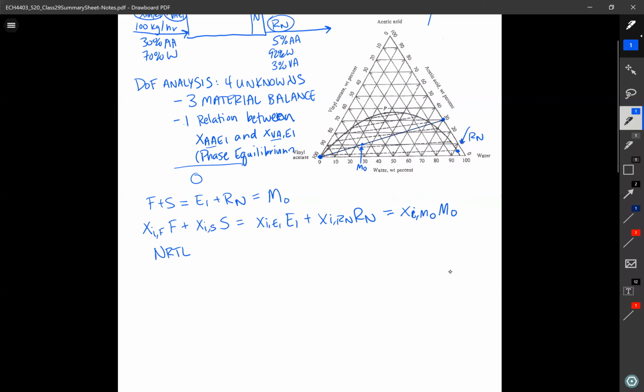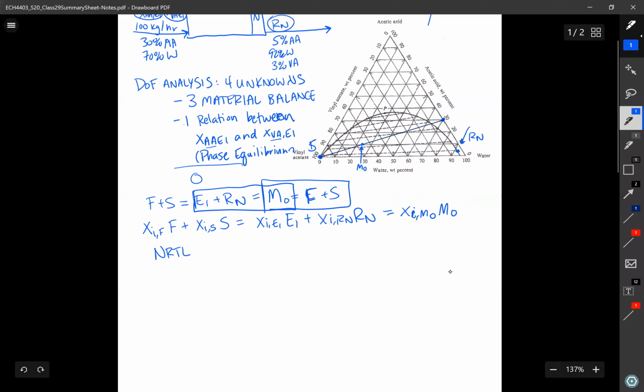So the fact that I can say that F plus S is equal to M, and similarly E1 plus Rn is also equal to M, means that they both must lie on lines with each other. So F, S, and M are on the same line. E1, Rn, and M are on the same line. So I already have a mixing line that connects F to S, and I know where Rn is. So if I know where M is, I can draw a line, make these collinear. And if I'm constrained that it must be on the phase equilibrium envelope on the other side, I now know the location of E1.